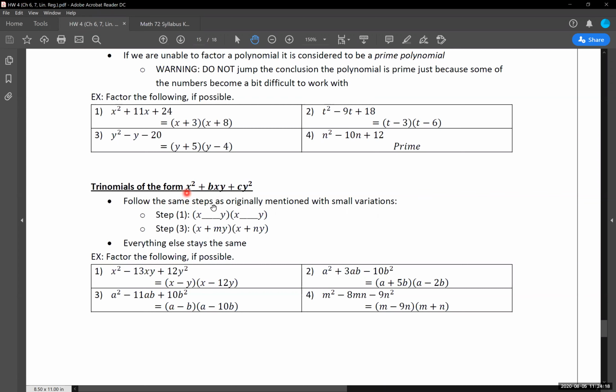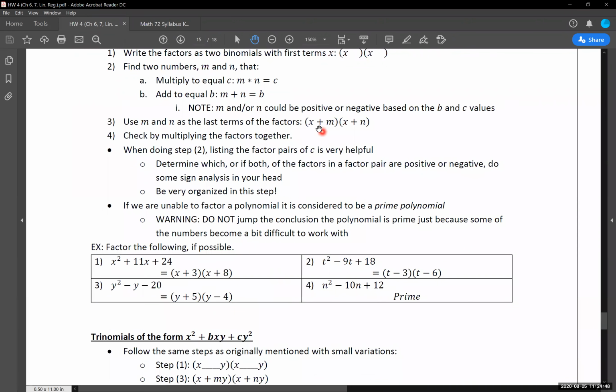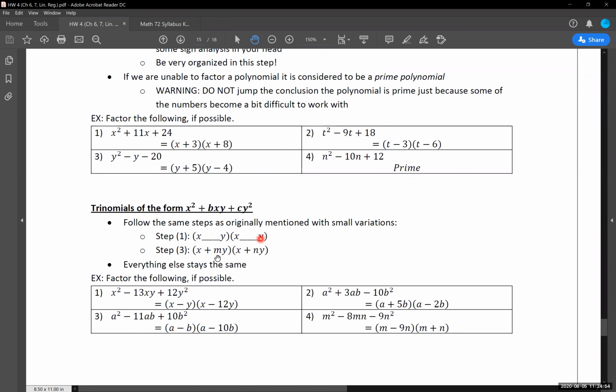Because we have an x and a y variable showing up in our problem, in step 1, instead of just listing x plus or minus a number times x plus or minus a number, the only difference now is that we're going to have x plus or minus something times y, and then x plus or minus something times y for our second term. That is quite literally the only difference. In step 3, where we have it listed as our answer is x plus m and x plus n, the only difference now is that we're going to have x plus m times y and x plus n times y.